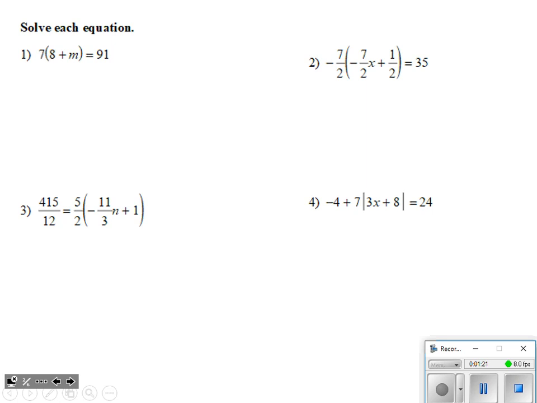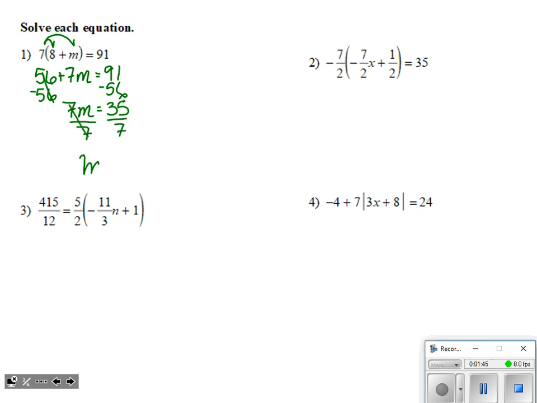Problem number 1, to get that one started, I recognize that there's a little distribution that needs to take place. So that's 56 plus 7m equals 91. And if I subtract away 56 from both sides, I find that 7m equals, what would that be, 35? Divide both sides by 7, and m equals 5. So there we have that first problem done.